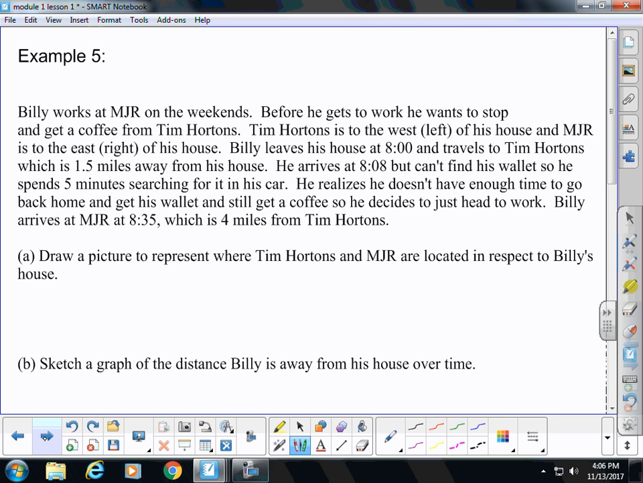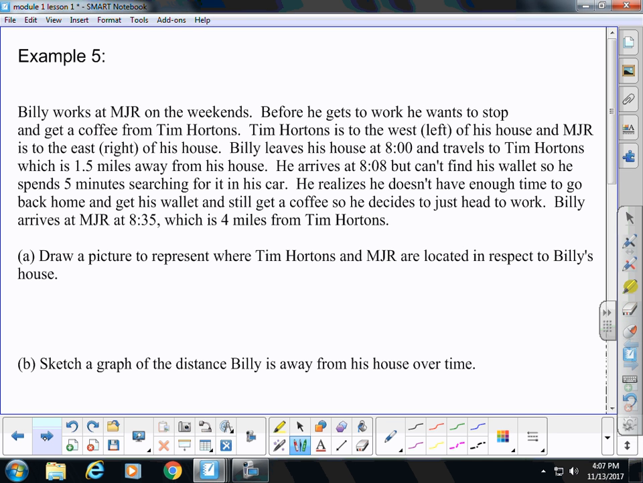All right, we're moving on to number 5 now, and this one's a little bit different, and it's actually a little bit harder. So really pay close attention to this one. Billy works for MJR on the weekends. Before he gets to work, he wants to stop and get coffee at Tim Hortons. Tim Hortons is to the west or to the left of his house, and MJR is to the east or the right of his house.